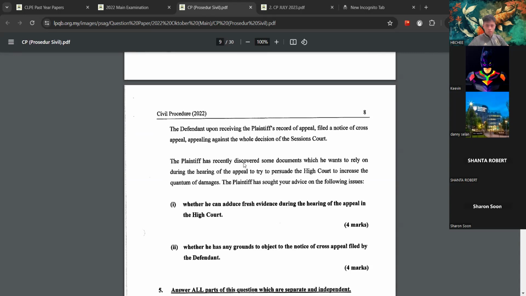The plaintiff recently discovered some documents he wants to rely on during the hearing of the appeal to try to persuade the High Court to increase the quantum of damages. The plaintiff has sought your advice on the following issue. First thing, whether he can adduce fresh evidence during the hearing of the appeal in the High Court. Quite straightforward, right?